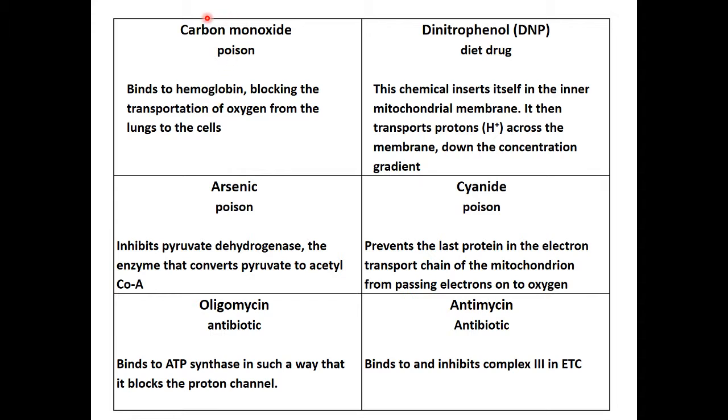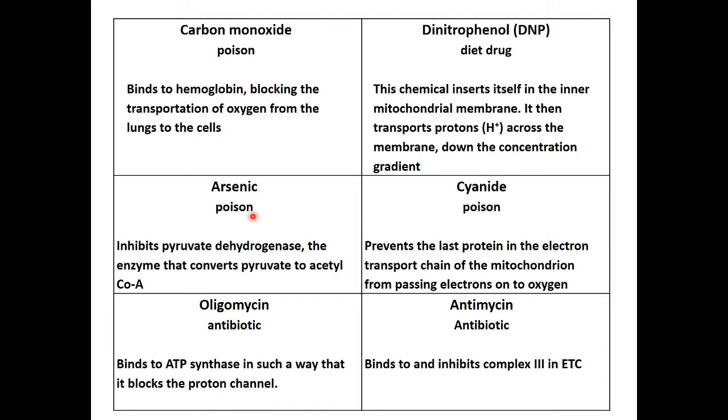For example, if you look at carbon monoxide, it binds to the hemoglobin, which is a protein in red blood cells that transports oxygen. So in the case of carbon monoxide poisoning, the hemoglobin is occupied by carbon monoxide, so it cannot carry oxygen in that sense. So you're out of oxygen, right? Without oxygen, the ETC is not going to work. Agree?